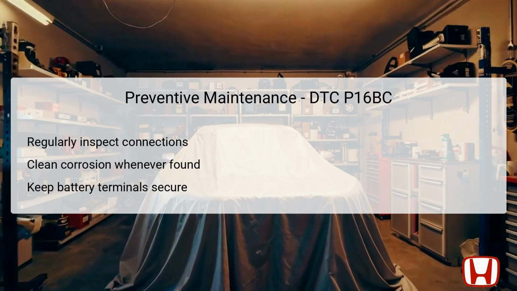Regular inspections of electrical connections, particularly those related to the alternator, should be done to identify any corrosion or loose terminals early. If visible corrosion is detected, clean it promptly to ensure optimal electrical flow. Also, regularly check the battery terminals for tightness to prevent intermittent issues that can arise from loose connections. Implementing these preventive measures aids in maintaining the robustness of the alternator circuit, extending the longevity of the vehicle's electrical system, and ensuring the reliability of your Honda Accord.